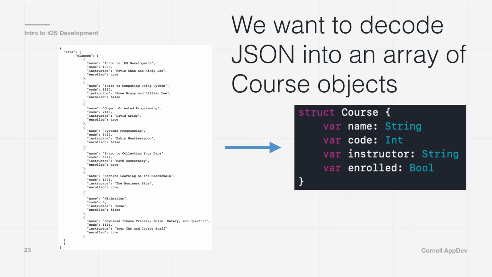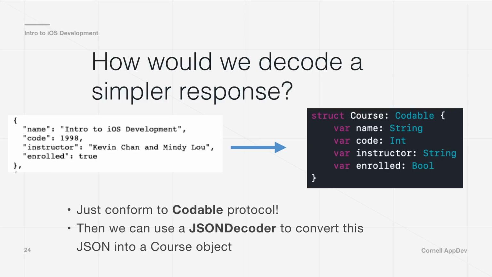If our response wasn't like this big mess, it was just like this simple JSON where we have a name, code, instructor, and enrolled. All we would have to do to go from this JSON to a course object is by making our model object conform to Codable. So in this case, you see Course now conforms to Codable. After you conform it to Codable, all you have to do is use a JSON decoder, which I'll show you guys later, to convert the JSON into a course object.